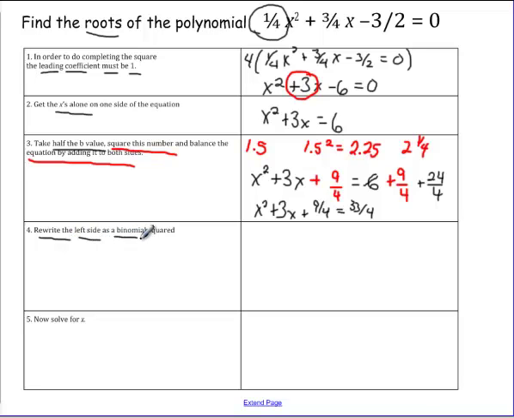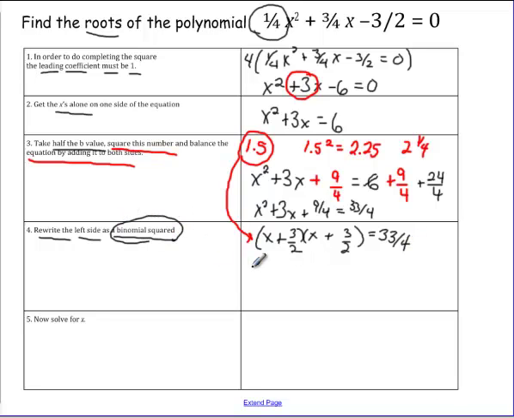Rewrite the left side as a binomial squared. All right, so that means I gotta factor this. Oh, but I remember my shortcut from the other page. This ends up showing up in my binomial. So if I factored this, this would really be x and x. Two numbers that multiply to 9/4 are 3/2. And do 3/2 plus 3/2 get me 3? Yep, 1 1/2 plus 1 1/2 is 3. Okay, so I can rewrite this as a binomial squared. That's x plus 3/2 squared.